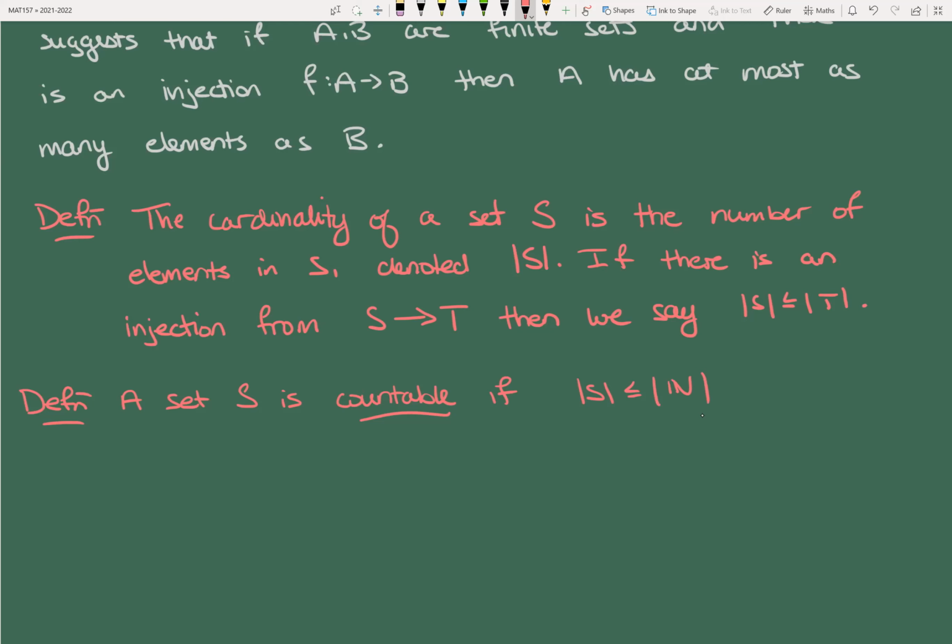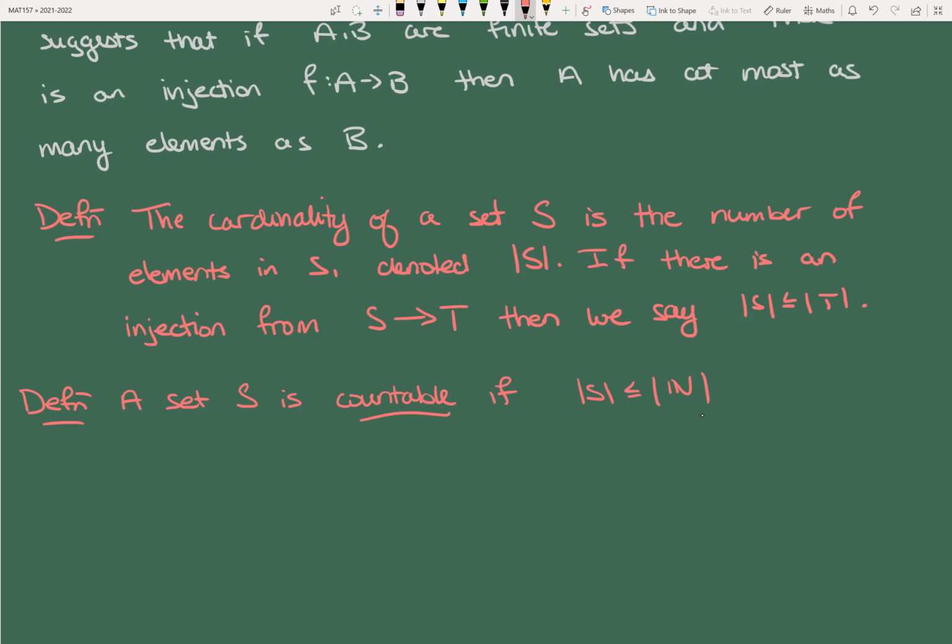A set is countable if its cardinality is less than or equal to that of the naturals, i.e. if there's an injection from that set into the natural numbers. And again, this is 102 stuff. I'm not telling you anything that's crazy here. It's maybe like week 6 or 7 of 102, but this is the general thing. So that's what it means for a set to be countable.